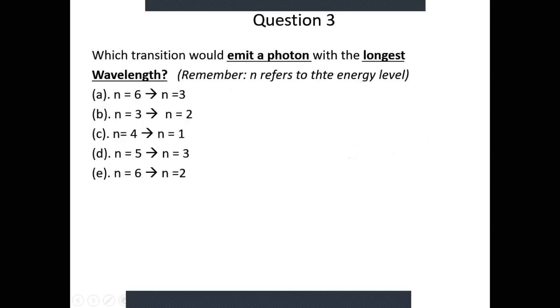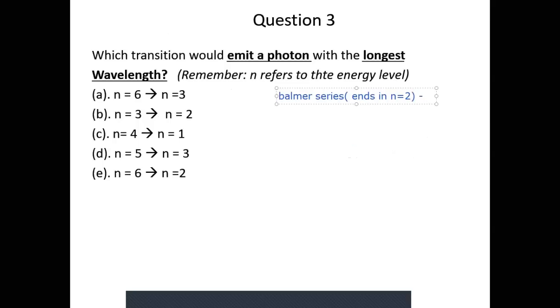This is a different type of question. Here we want to know which transition would emit a photon with the longest wavelength. So what we have to remember is our different hydrogen atom transitions. Balmer series ends in n equals 2 and is the visible part of the spectrum.